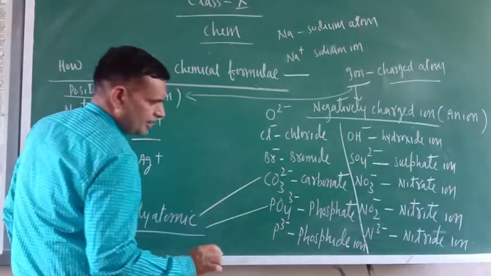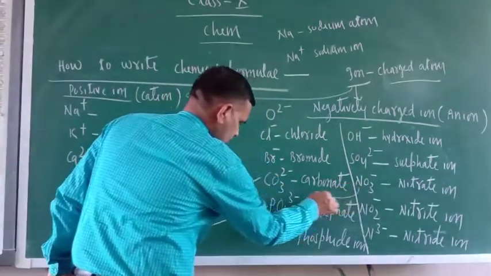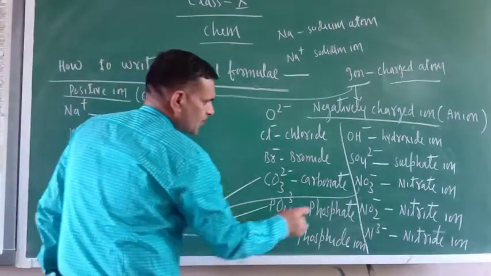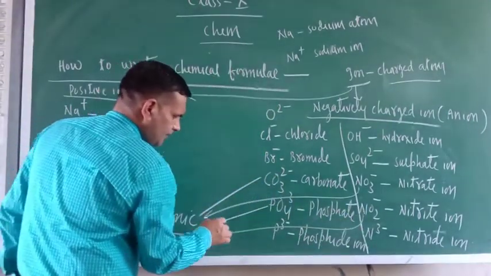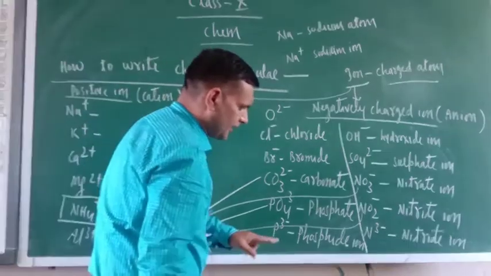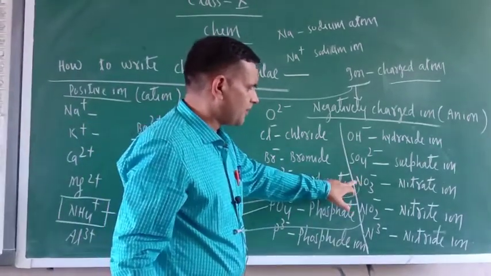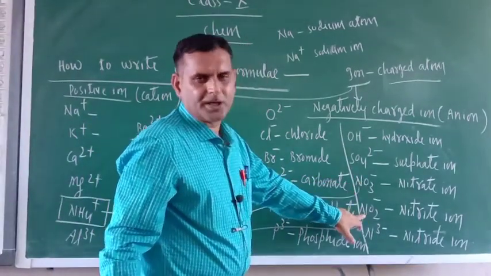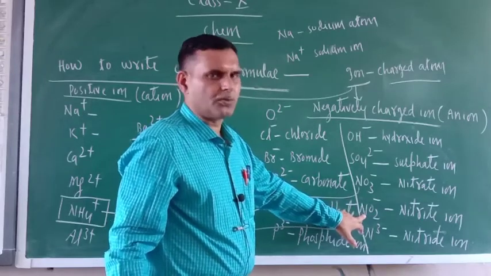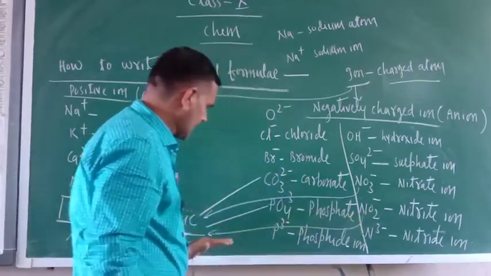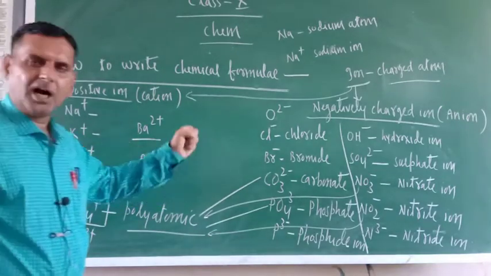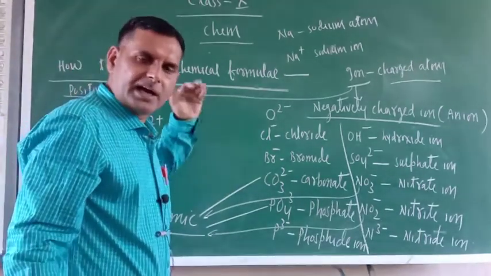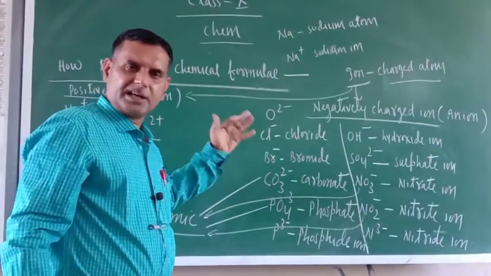Now, are you getting my point or not? This is also a polyatomic anion. 3 and 4, here also 2 and 3. If they have more than 2, you can say polyatomic anion or cation. So this is all about the ions: cation, and negatively charged ion, that is anion.